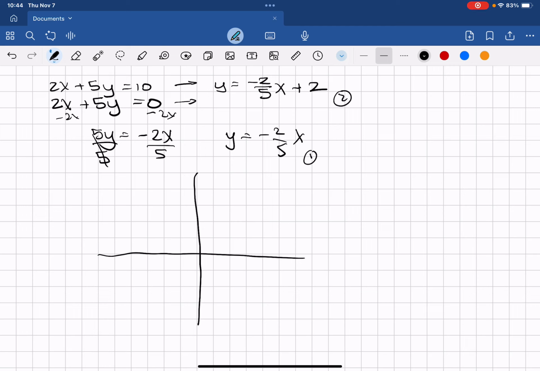Our bottom equation, equation 1, crosses at 0, right? Because it doesn't have a plus b. So we don't have a y-intercept, so it's 0. So we cross at 0, and then we have negative 2 over 5. So we have a slope that looks something like this. And then we have plus 2.